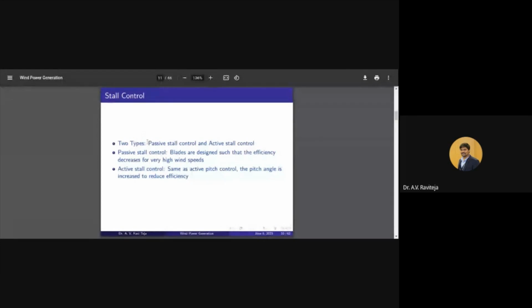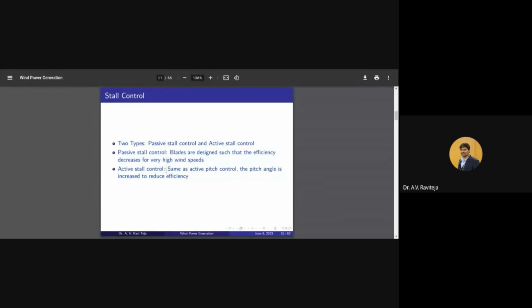So stall control has two types. One is passive stall control and another one is active stall control. In passive stall control, the blades, while manufacturing itself, are designed aerodynamically like the blades of an aeroplane, such that wind passes through them at higher efficiency. That means higher lift force and minimum drag force.